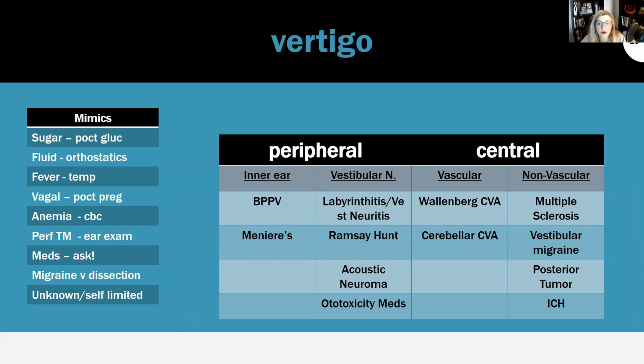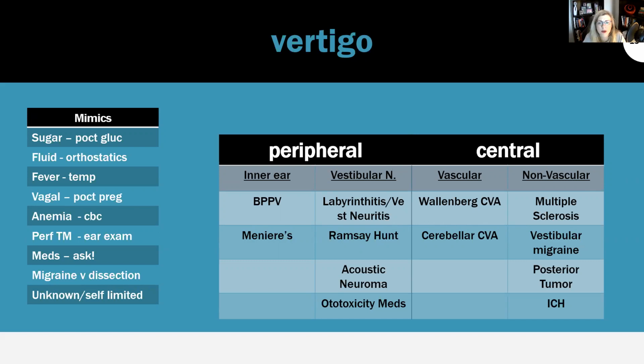Now, I've organized for you kind of a little map of what I want to go over today. And I've differentiated peripheral causes of vertigo with central causes of vertigo. And from there, I even differentiated them into further lists. Peripheral causes can either be from the inner ear itself or that vestibular nerve that goes to the brain. And central causes could be caused by vascular issues, mainly strokes, or by non-vascular issues, problems with the brain like a vestibular migraine, multiple sclerosis, tumors, brain bleeds, that kind of stuff.